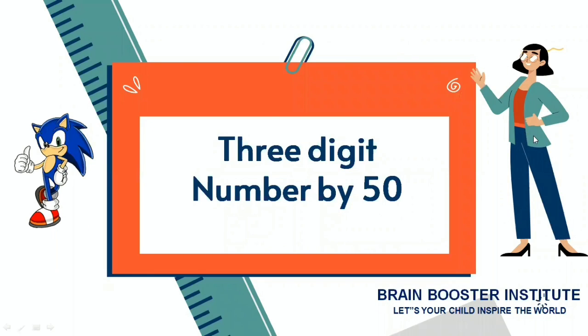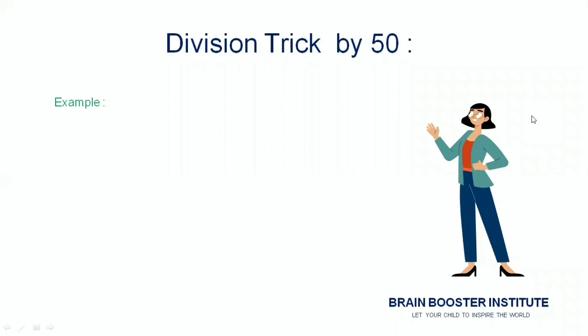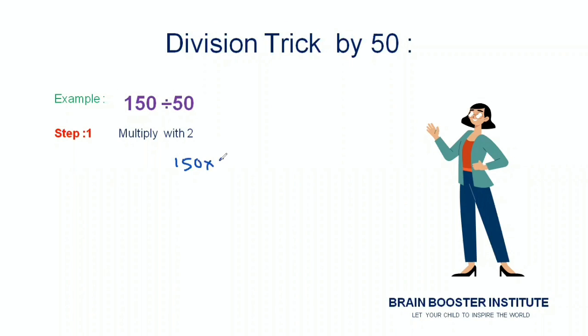Three-digit number by 50. Let us take one example here: 150 divided by 50. First of all, I think you understood, my friends and students, I will go with the easier numbers first. Later, we will increase the difficulty level of the problems gradually, so don't worry. Now, step 1, let's see, my friends: multiply by 2. So 150 into 2 is equal to 300.